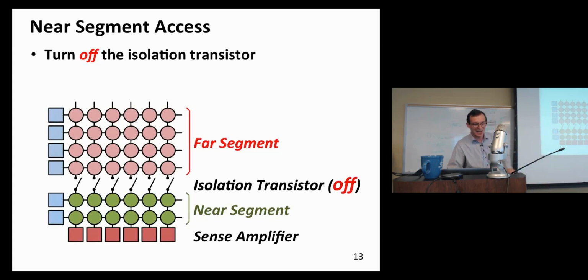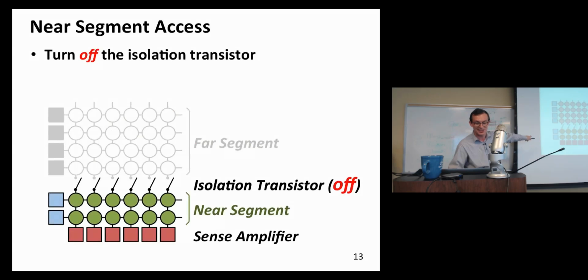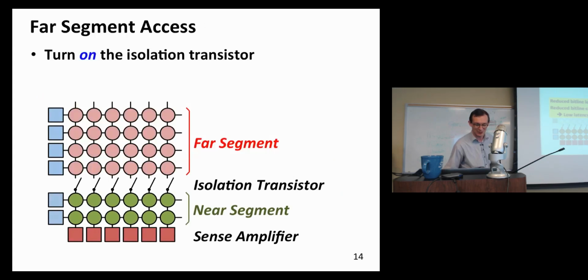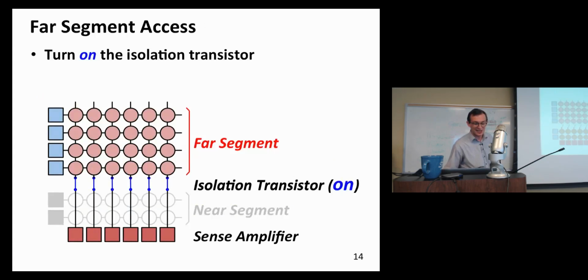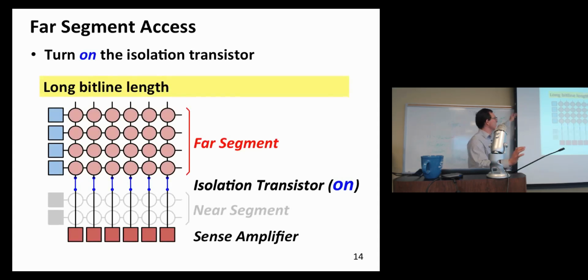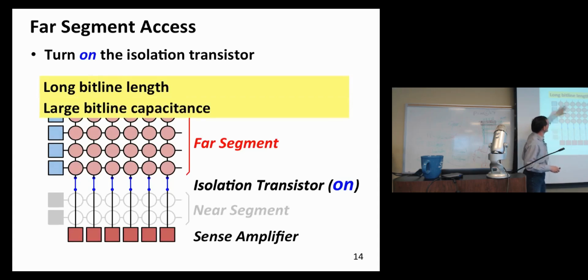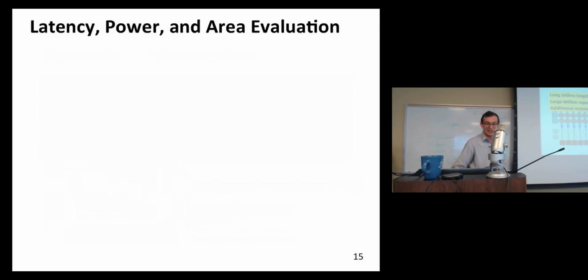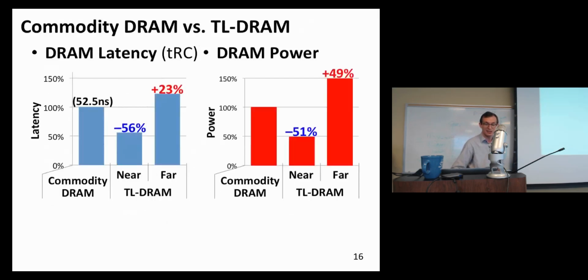That's the idea, basically. If you want to access the near segment, you turn off the isolation transistor. That's what the sense amplifier sees, so it's fast. Reduced bit line length, reduced bit line capacitance. Well, I'm going through this really fast because you've already gone through it, hopefully. If you want to access the far segment, you turn on the isolation transistor. Now you can have large capacity also. But you get long bit line length, large bit line capacitance, and there's additional resistance of the isolation transistor too. So your latency increases compared to a commodity DRAM.